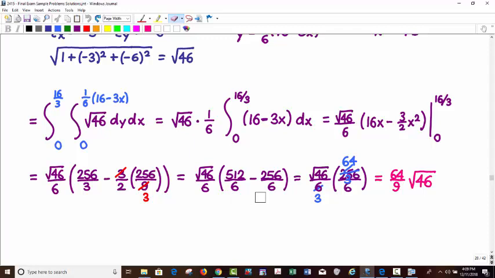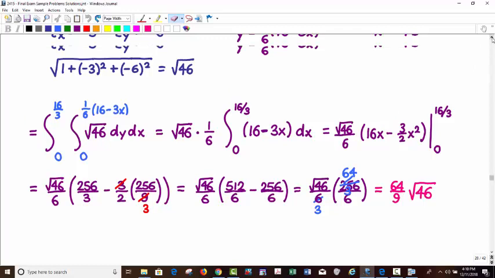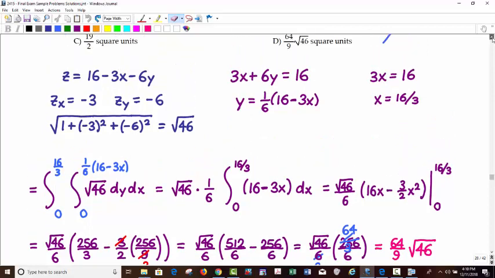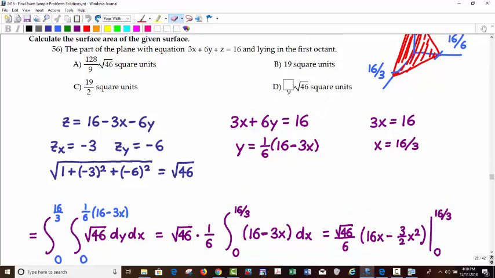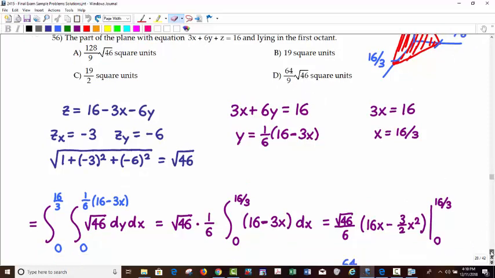I made that 256 over 6 and started reducing fractions again, and finally got down to a simplified answer. Once again, you can just get the decimal answer if you wanted to and just figure out which answer is correct from there once you get it down to the final integral, once it's down to one variable. But I actually worked through it and got a precise answer here. Let's see. So it is answer D. 64 over 9 times the square root of 46.